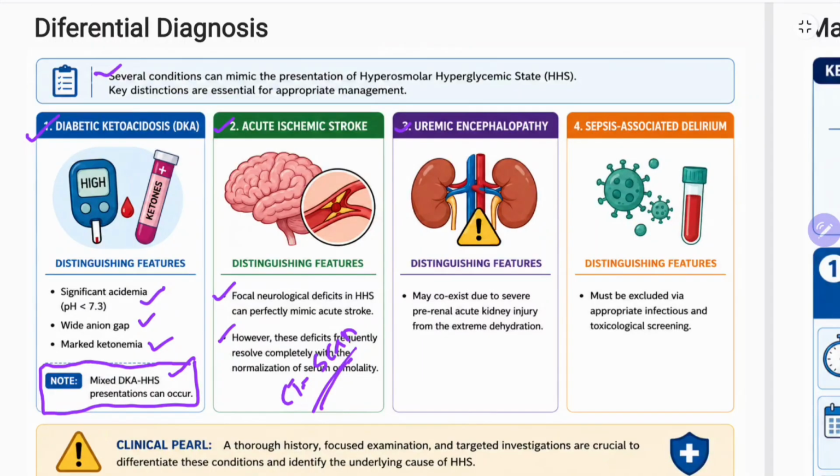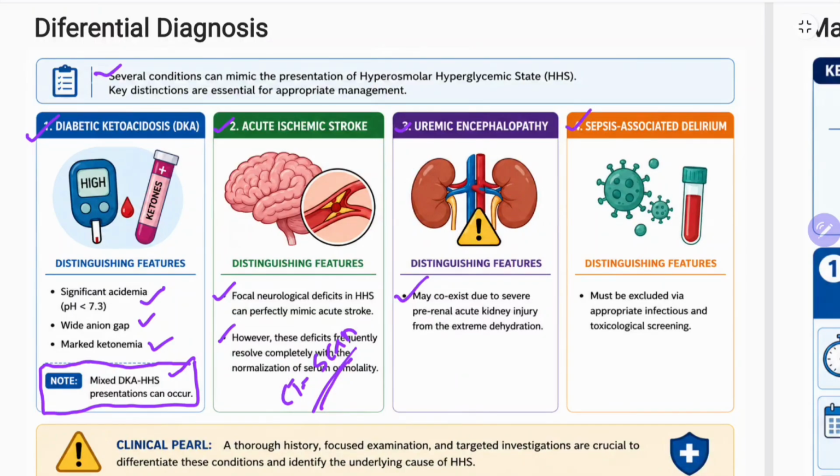The third thing is you need to differentiate from uremic encephalopathy, because patients may have CKD. This may coexist due to severe pre-renal acute kidney injury from extreme dehydration. So seeing the creatinine levels, you will be able to differentiate. That is uremic encephalopathy.